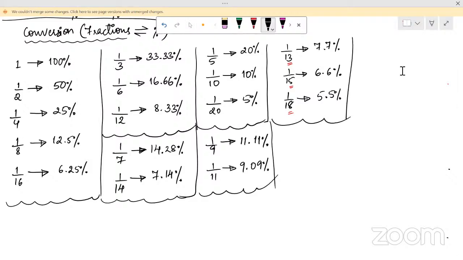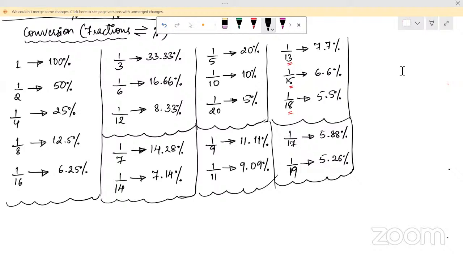So anyway, two more numbers are left. Those two numbers don't share any logic to remember, so it is okay even if you don't remember. But anyway, I'll write them. 1 by 17 is 5.88 percent. 1 by 19 has got to be 5.26%. Okay. Now this is till 1 by 20.